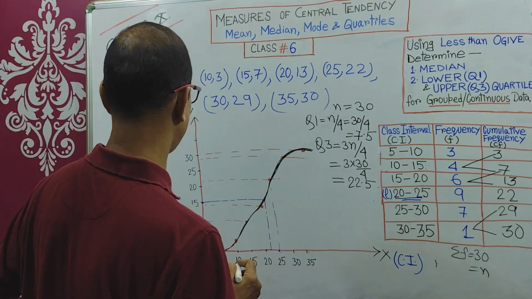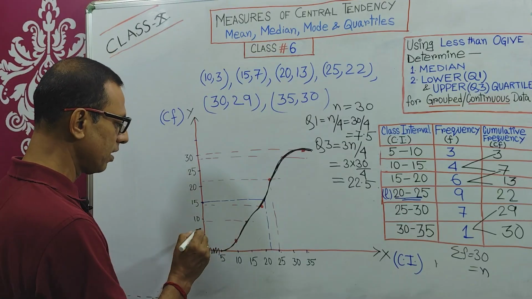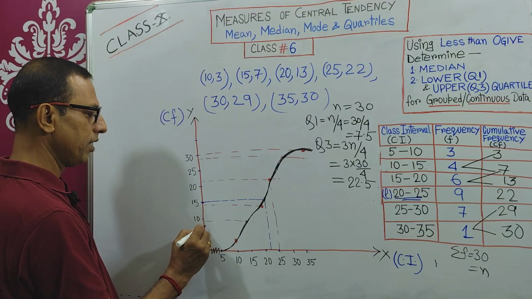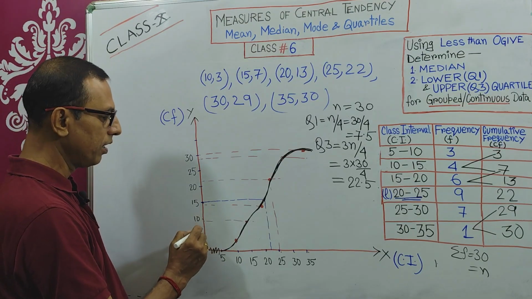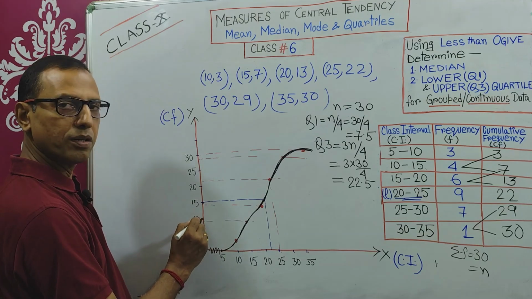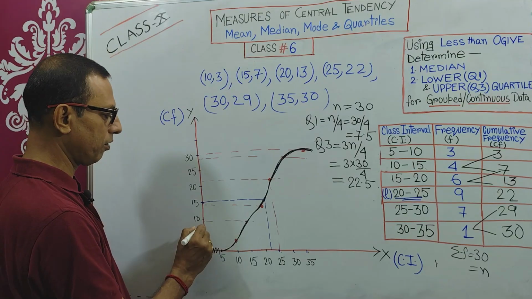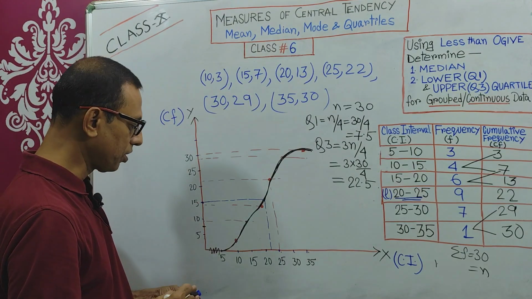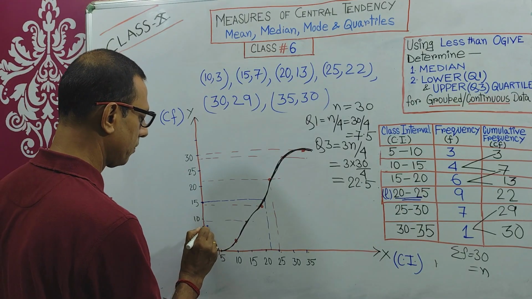So now let's put the value here. Q1 is 7.5. Q1 is 7.5 means if it is 5, it is 10. That means 7.5 will be near the middle position. I am assuming there are 5 units, so 7.5 will be around the middle position between 5 and 10, right? That is the position for Q1. This is the position of Q1.